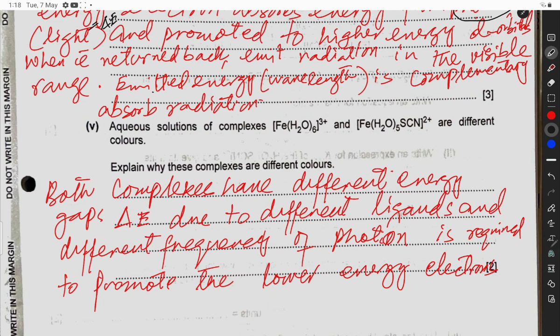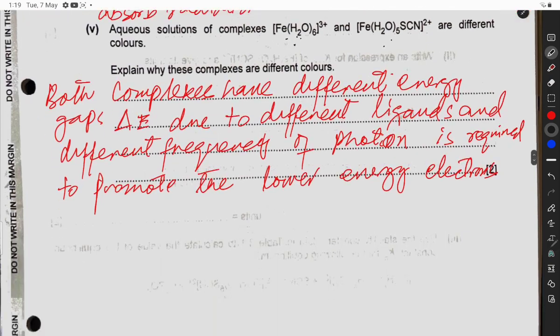Part 5, aqueous solution of complexes, and this complex and this complex are different colors. Explain why these complexes are different colors. Because both complexes absorb different energy gaps, because ligands are different, there is water as well as thiocyanate ion. So that's why ligands are different, so the energy absorbed is also different. Both complexes have different energy gap delta E due to different ligands, and different frequency of photon is required to promote the lower energy electrons. So that's why they have different colors.